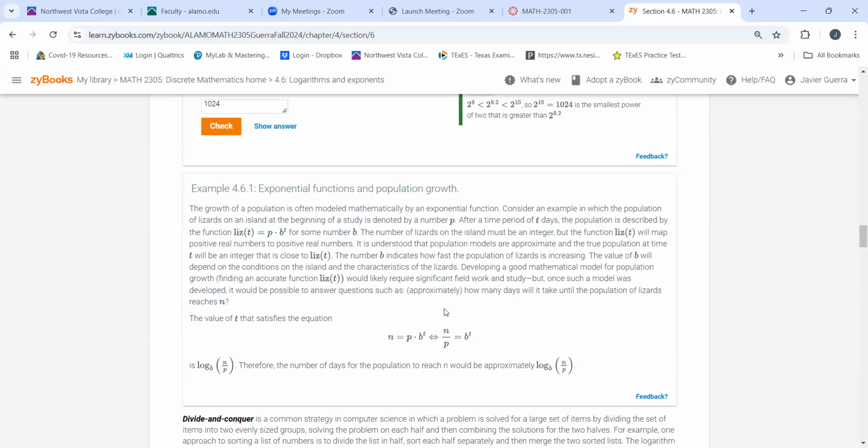It would be possible to answer questions such as approximately how many days will it take until the population of lizards reaches n? So the value of t that satisfies that equation is going to be n equals p times b to the t. That implies that n over p is equal to b to the t. So what they did was they divided both sides by p. There's your expression. Therefore, if I write this in log format, my answer is going to be log base b of n over p is equal to t. And that's how they calculate t.